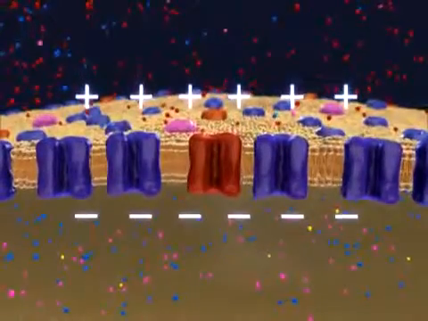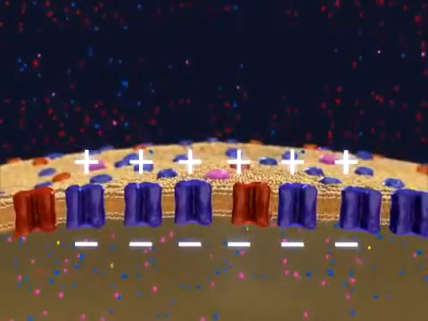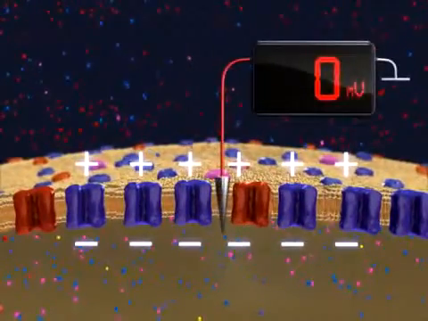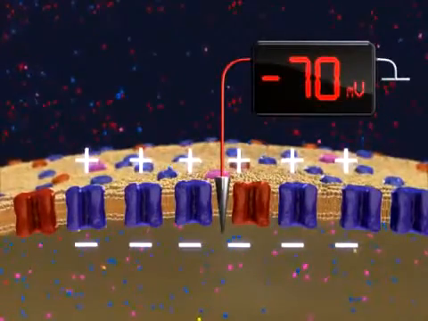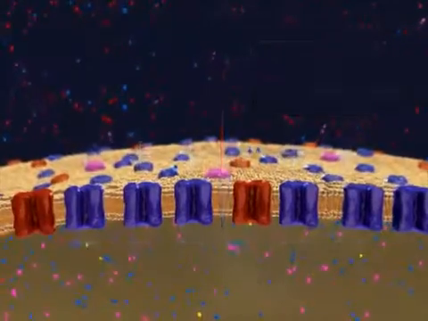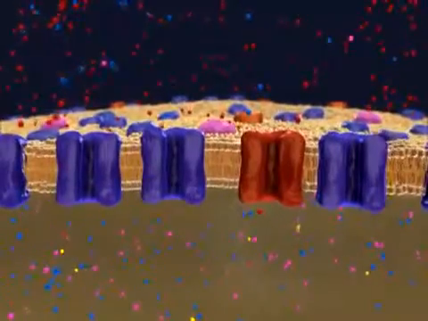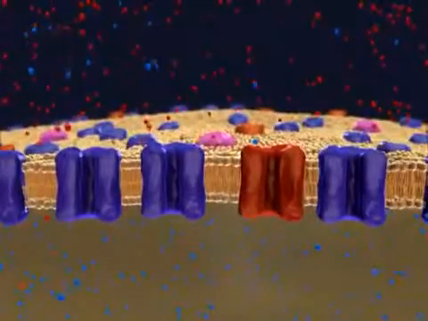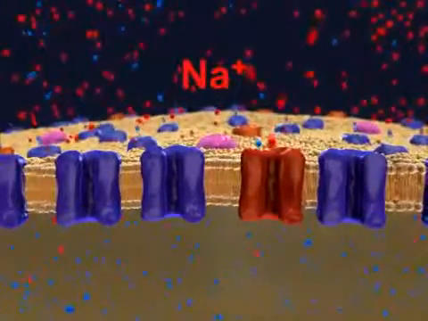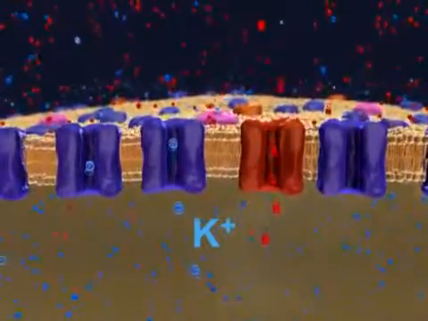This partitioning of charge creates a voltage difference across the membrane known as the resting membrane potential, which can be measured using a voltmeter. On average, an intracellular electrode records a value of -70 millivolts. The resting membrane potential depends on two factors. First, it depends on the presence of sodium and potassium gradients across the plasma membrane. Specifically, there are more sodium ions outside the neuron than inside, and more potassium ions inside the neuron than outside.